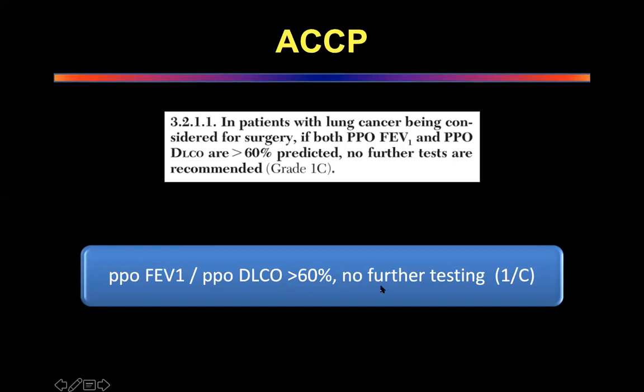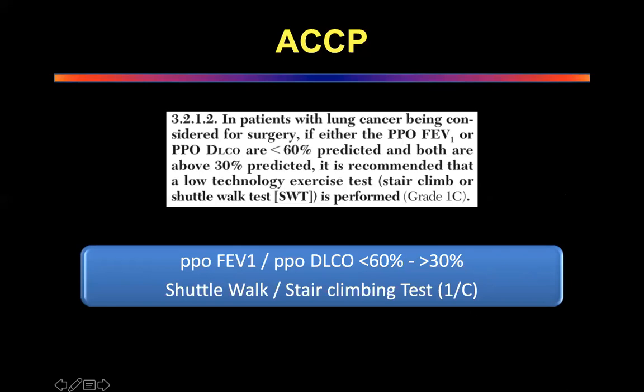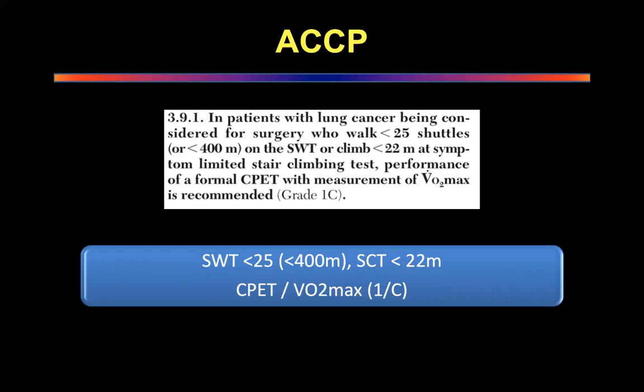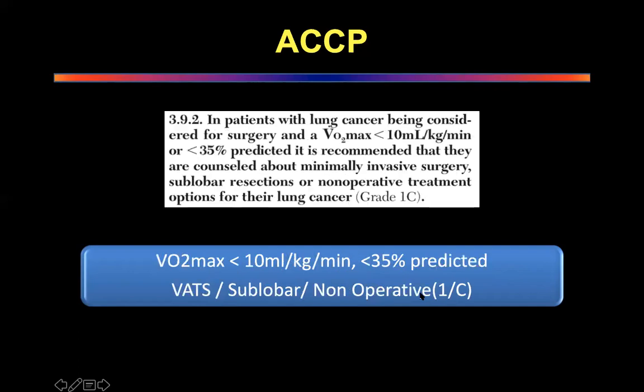Anything more than 60 does not need any further testing. We said that earlier. Anything between 60 to 30 should undergo shuttle walk or a stair climb test. Anybody with less than 30 should undergo CPET or VO2 max. On a stair climbing test or shuttle walk test, if you are less than 25 shuttles, less than 22 meters, or a 4% drop in oxygen saturation, you must do CPET or VO2 max.